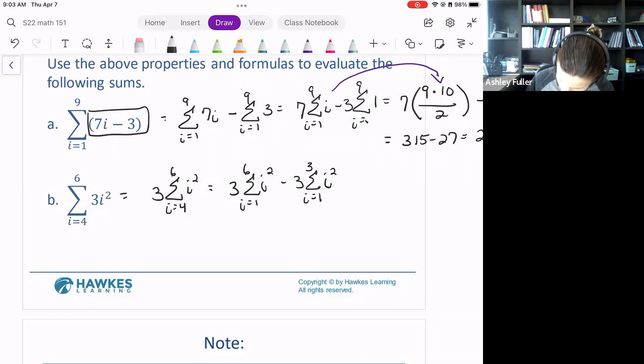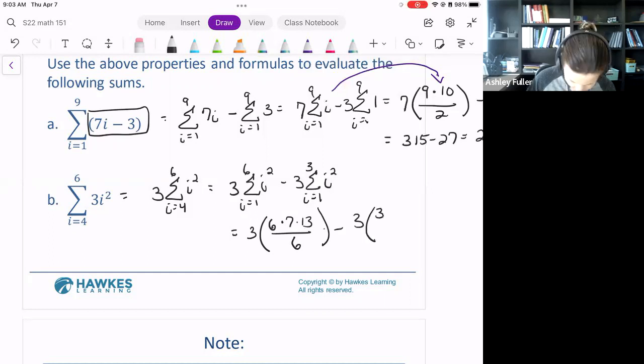And using those formulas, we then get 3 times that n times n plus 1 times 2n plus 1, so we get 6 times 7 times 13 over 6, minus 3 times, again, n times n plus 1 times 2n plus 1 over 6, which results in 273 minus 42, which is 231.